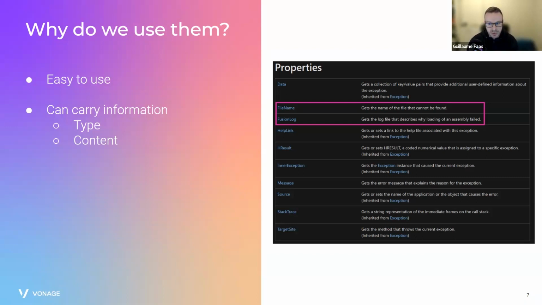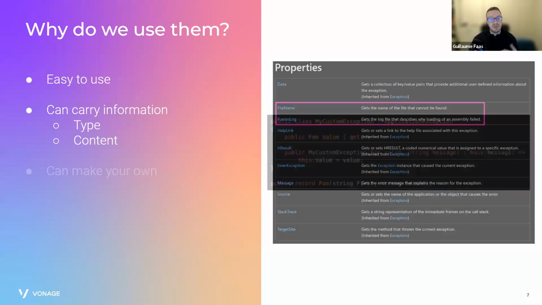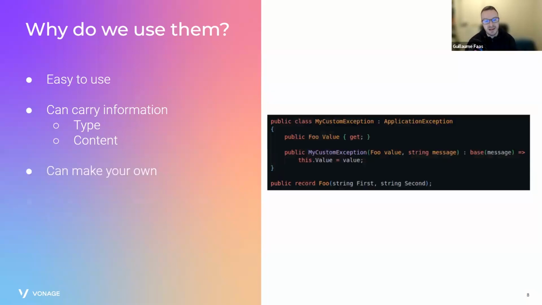So yeah, if you want to explain why it happened and provide a graph of objects or whatever, you can, and that's great. Obviously, you can make your own. That's nice. And they exist in various languages and frameworks. So they're great. We should use them everywhere. And end of the talk. Thank you very much and see you tomorrow.